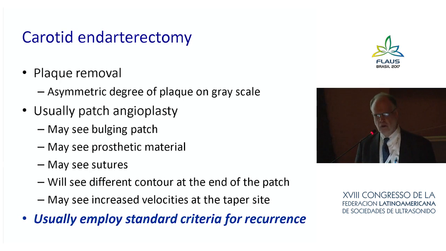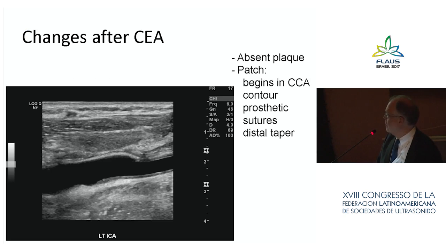And generally, most labs will use the same criteria for recurrent stenosis after carotid endarterectomy as for primary atherosclerotic stenosis. I'll show you an exception to that. So here's a patient who had a carotid endarterectomy. This is the common carotid artery. I think you can see there's intimal stripe here, no intima here.